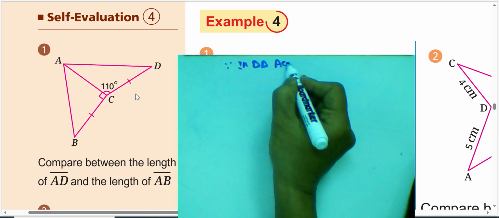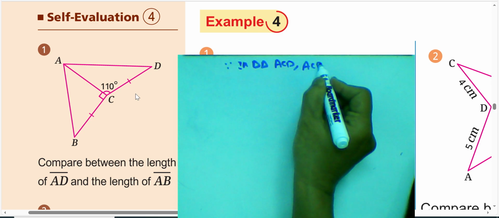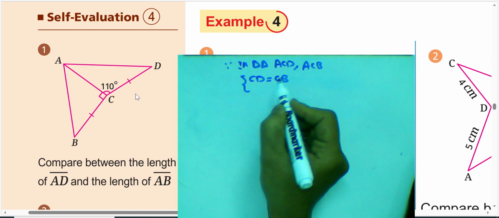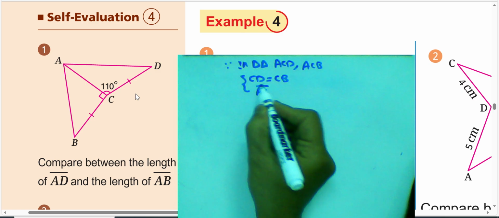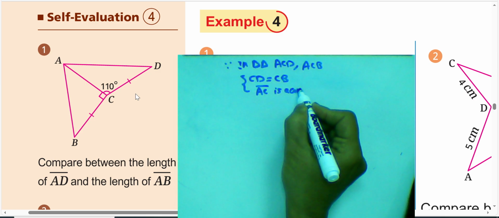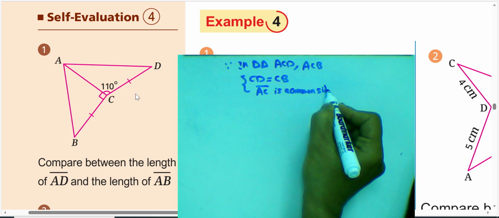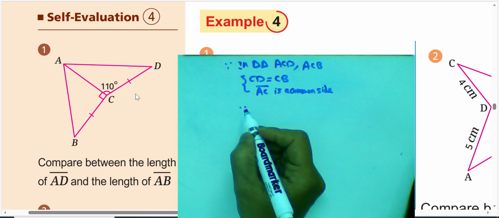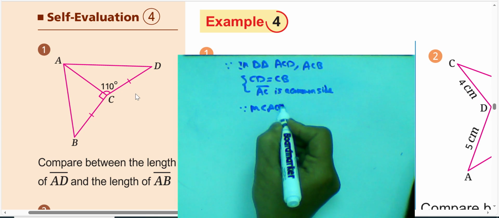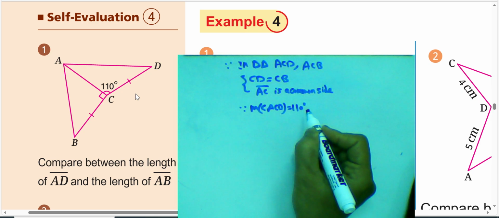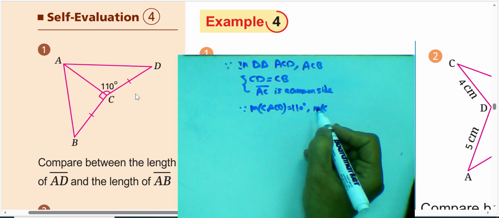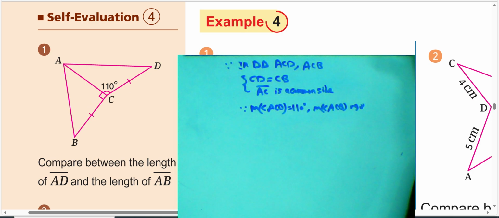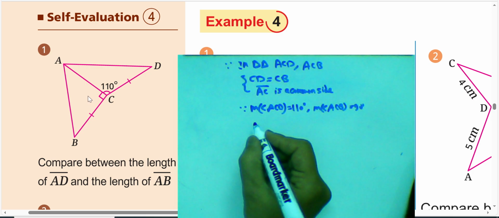ACD and ECB, we have CD equal CB and EC is a common side. Then we have a relation between two angles. The measure of angle ECD was 110 degrees and the measure of angle ECB was 90 degrees. This angle was 90.